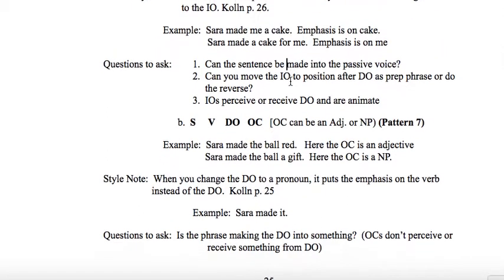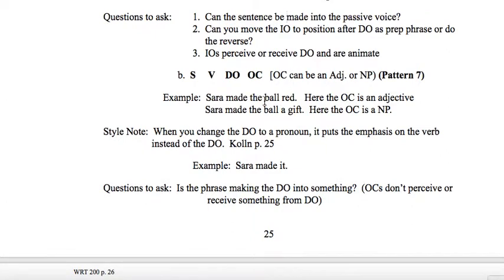Let's look at the next example. Sarah made the ball red. So in this instance, the ball is our direct object, and we're describing ball, so that can be considered an object complement because it's describing the direct object. Sarah made the ball a gift. Here, a gift is a noun phrase, but it's still an object complement because it's describing the ball.